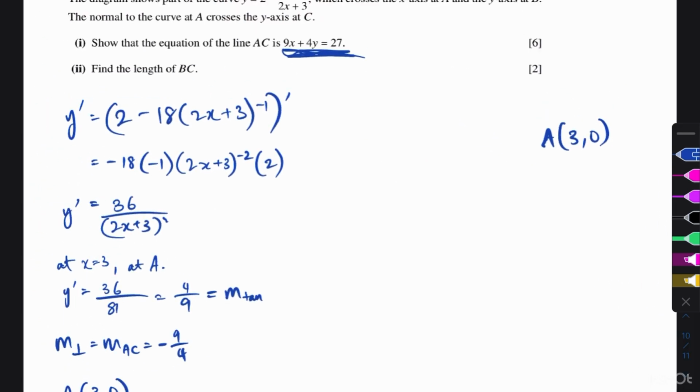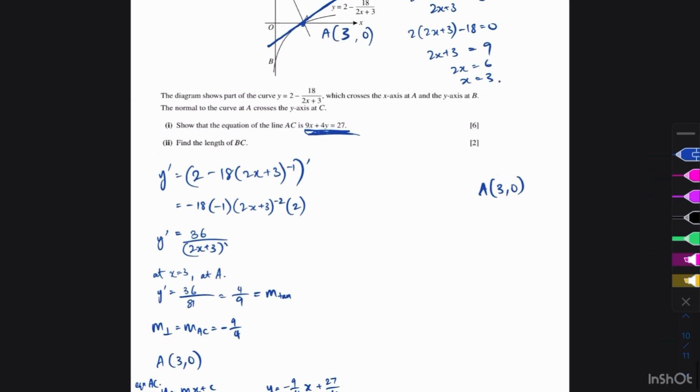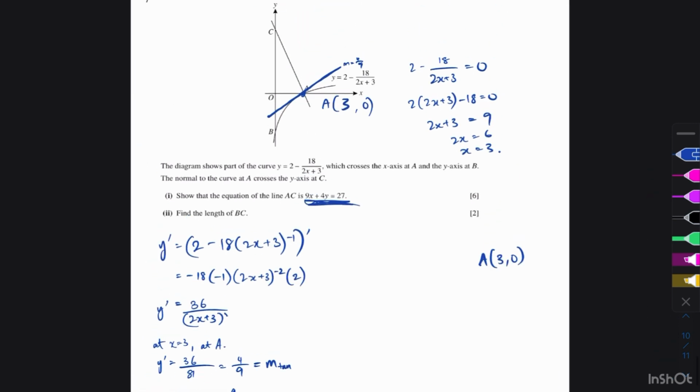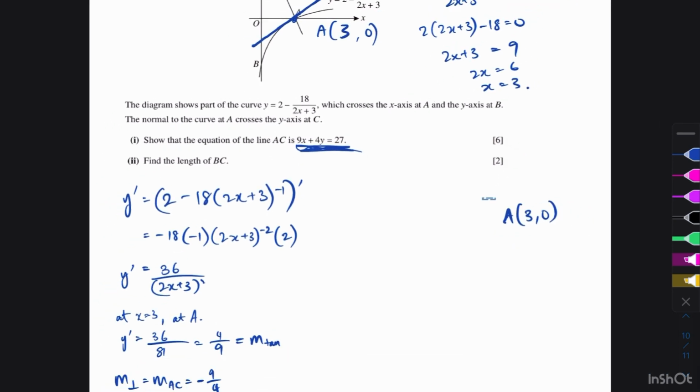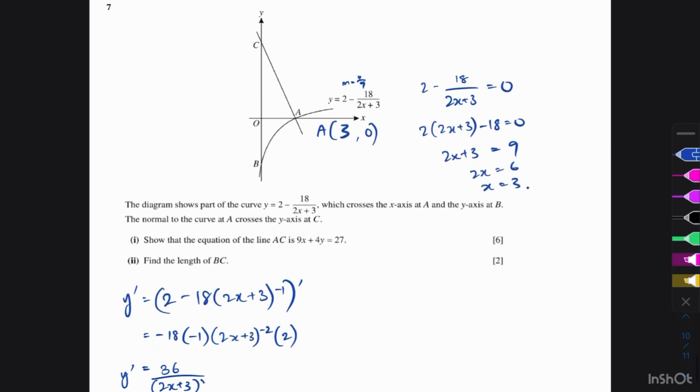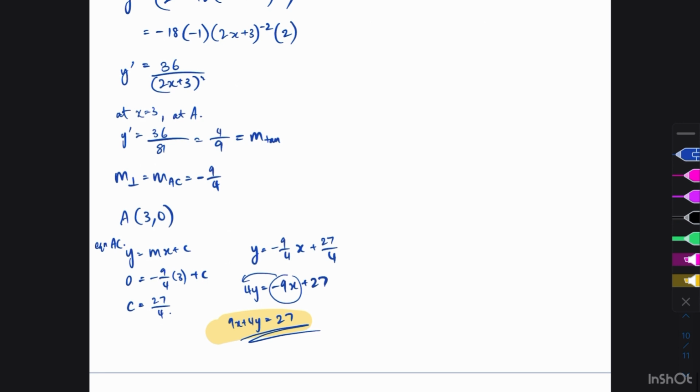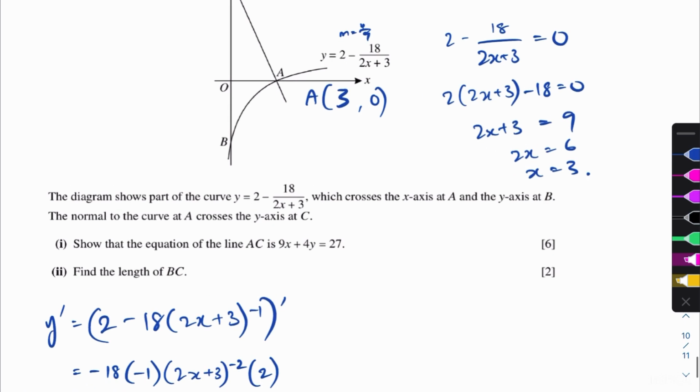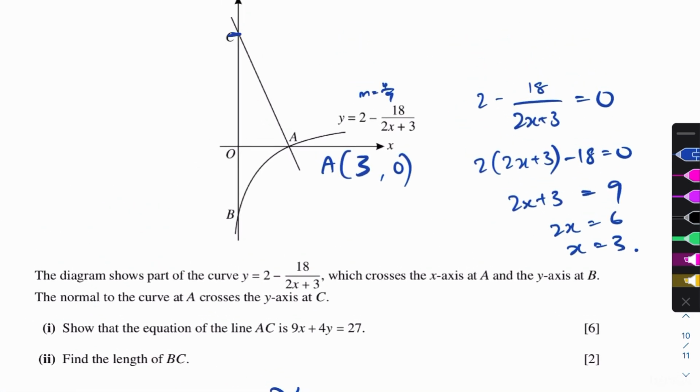Now finding the length of BC. To find the length of BC, all we need to do is find the coordinates of B and C, but we can do that because we already have the equation of AC, so that shouldn't be too hard. Actually, we already have the coordinate of C. It's 27 over 4. So we know that C is 27 over 4. We need to find what B is.